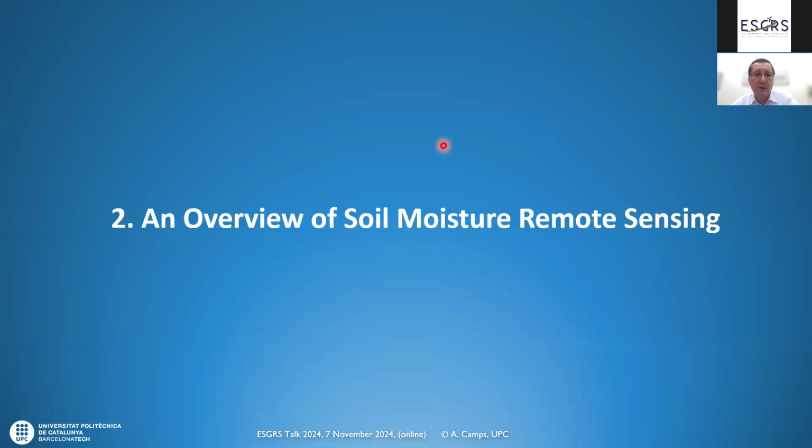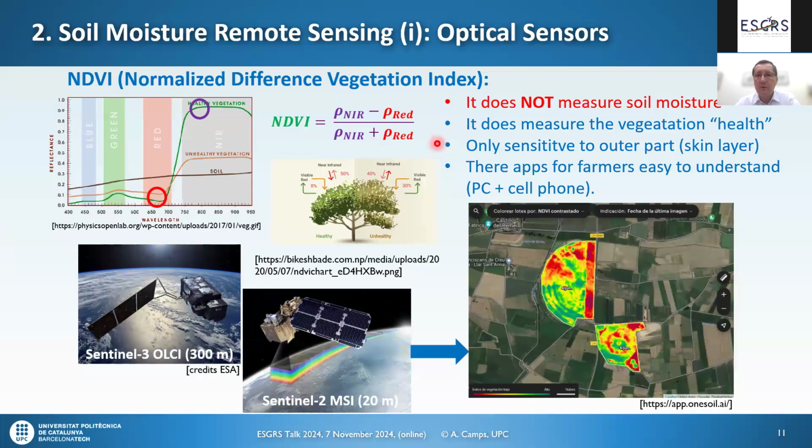So let's start with an overview of different techniques that have been used and are used to measure soil moisture. First, I will put here the NDVI because I have seen many people that use NDVI to infer or to see if the soil is wet or dry. But actually, I want to highlight that this is not a measure of soil moisture. Many people use NDVI because it's readily available.